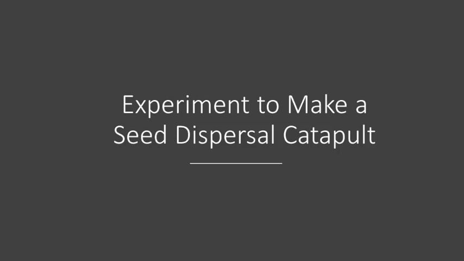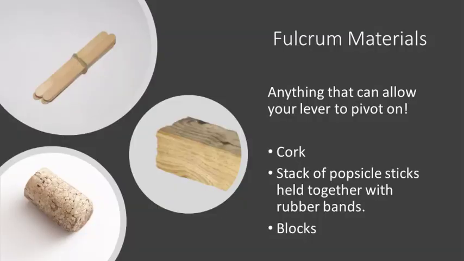All right, let's begin the experiment on how to make a seed dispersal catapult. First, you will need to gather your materials. Here is a list of some example fulcrum materials, and it can be anything that can allow your lever to pivot on. So you can use a cork, a stack of popsicle sticks held together with rubber bands, blocks. It could be anything.